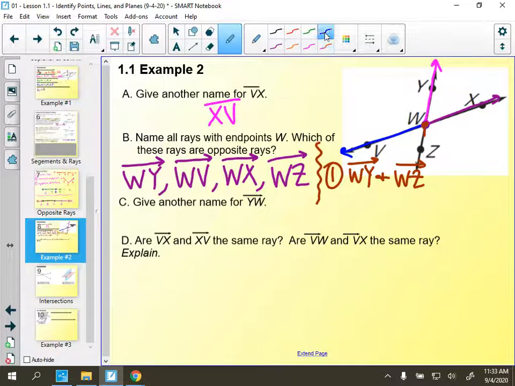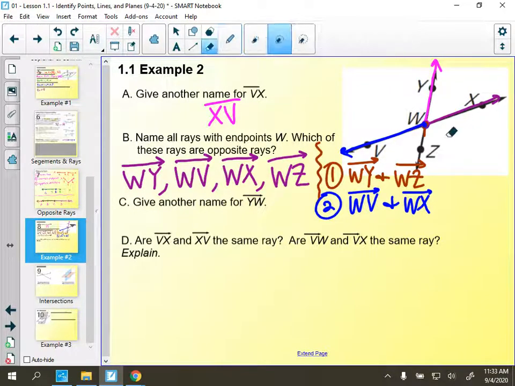And I do have a second pair starting with WV, so ray WV and ray WX would be my opposite pairs of rays, or opposite pairs of opposite rays. Sticking with the ray theme here, I'm going to clear our markings just so we have a clean slate to work with here. Give another name for, here we go.